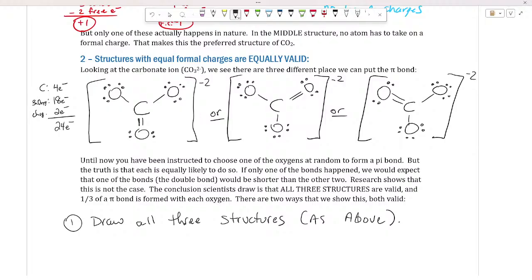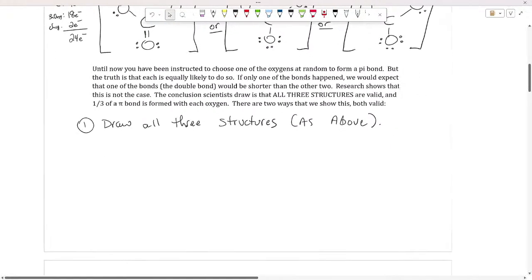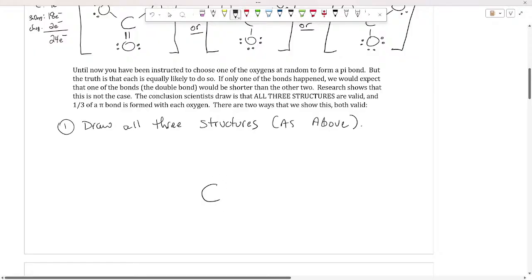But actually, it doesn't. Because what we find is that all three of these bonds don't just happen. They actually all happen in the same molecule. Because the double bond will shift from this oxygen to this oxygen to this oxygen, and it will do so randomly. But if you do something randomly, here's that law of big numbers again. If you do something randomly where all three outcomes are equally likely, then they will average out to happening the same amount of times. Does that make sense? And so what we end up with, and how we usually draw this, is carbon to oxygen, oxygen, oxygen.